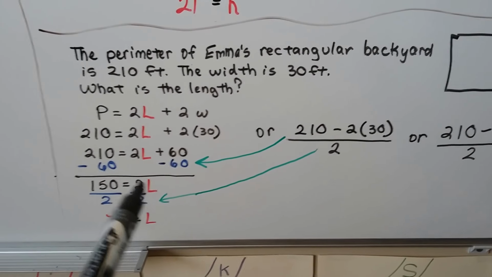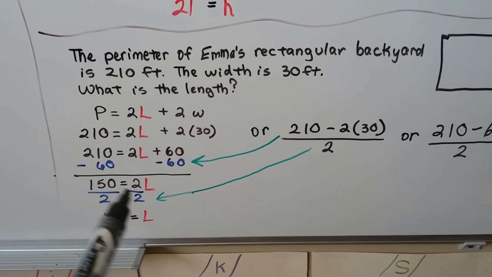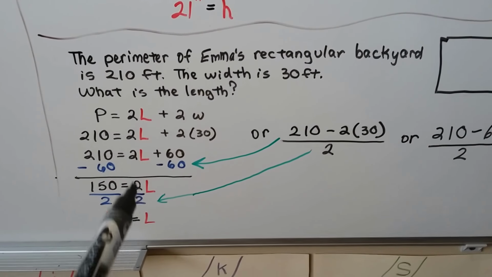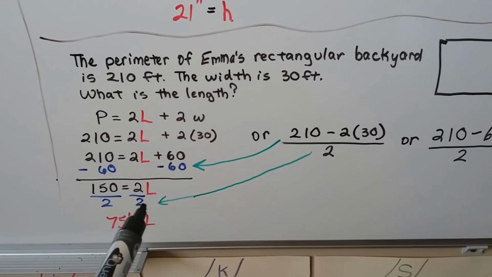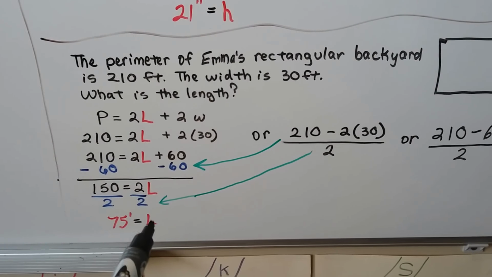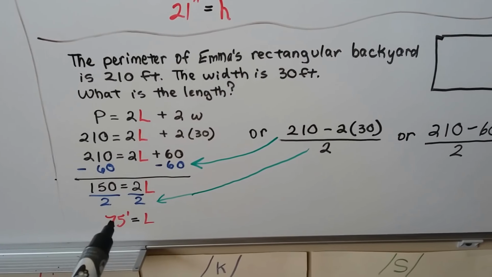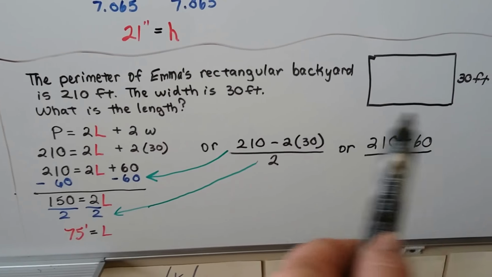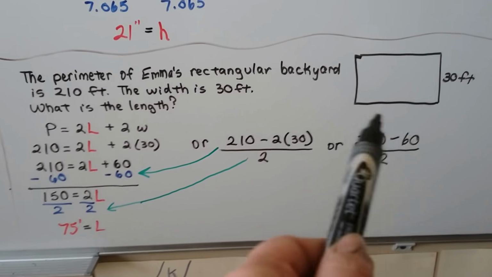Now to get the L by itself, we divide both sides of the equation by this 2. That'll make a 1 here, same numerator and denominator. We have 1L, and 150 divided by 2 is 75. So we know that this length of our yard is 75 feet.